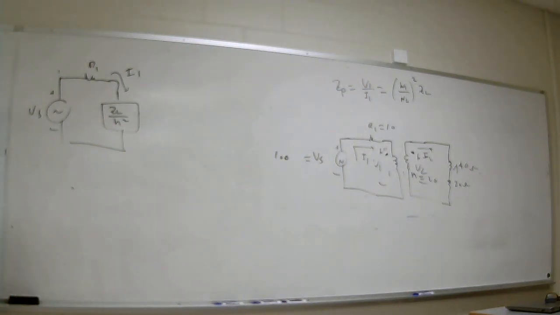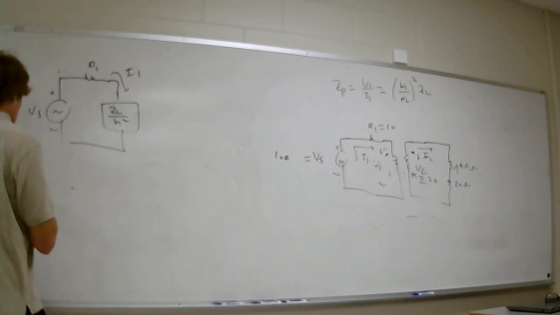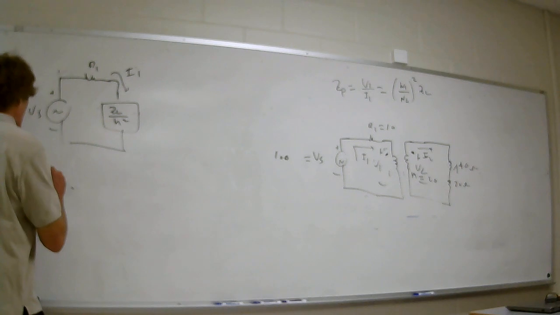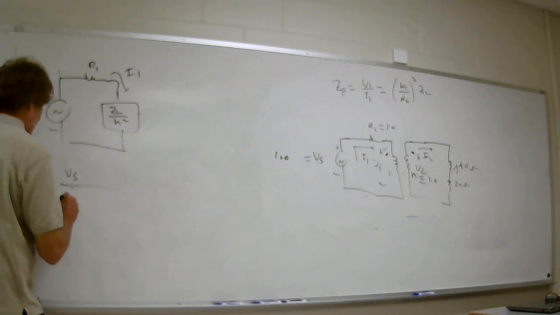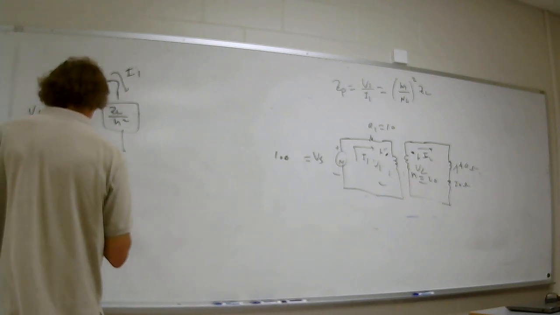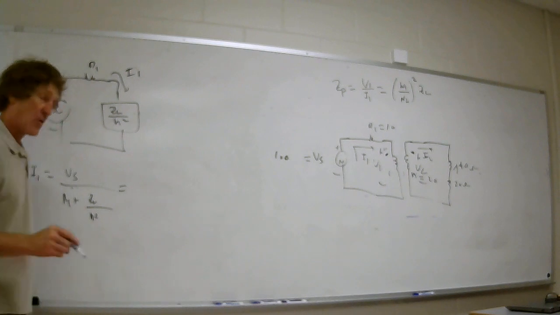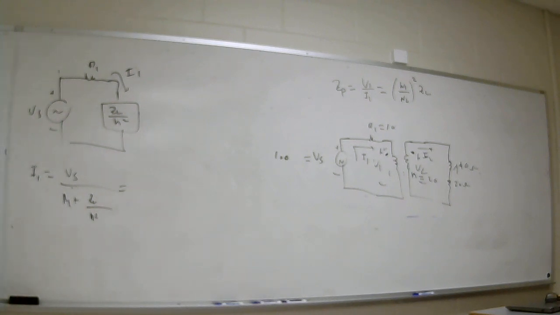That's all right. Now, y'all follow me in this? We're going to get I1. So how do we get I1? Well, I1 is straightforward. It's just Vs in magnitude, forget the phase for now, over R1 plus Z load over N squared. Y'all with me? I'm going to plug the values in a second. Can y'all follow me in this?